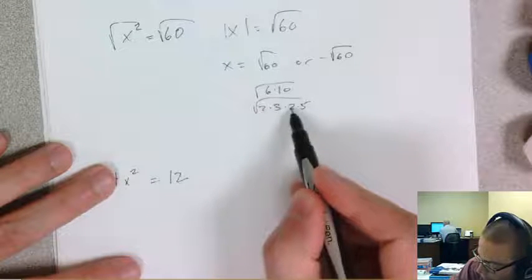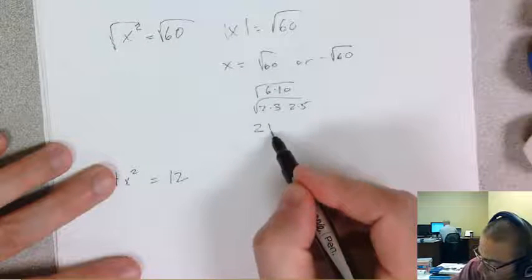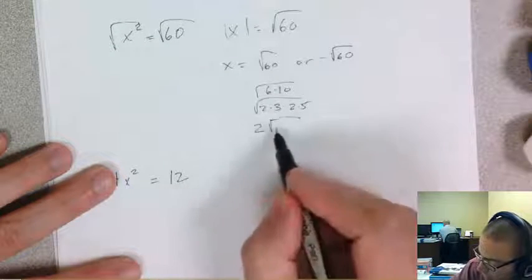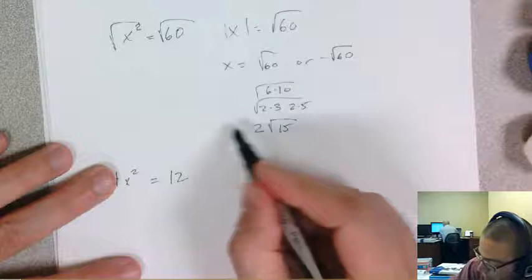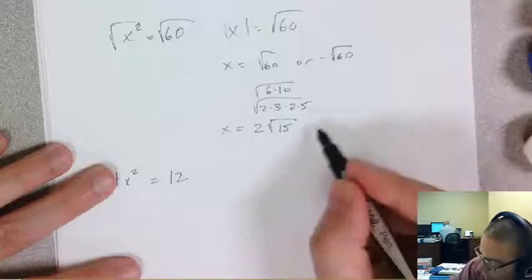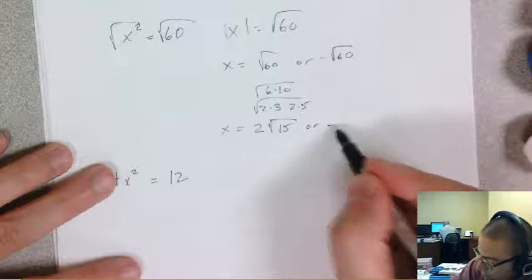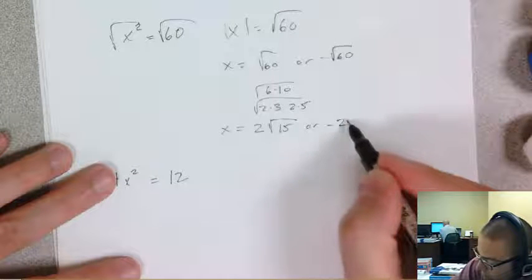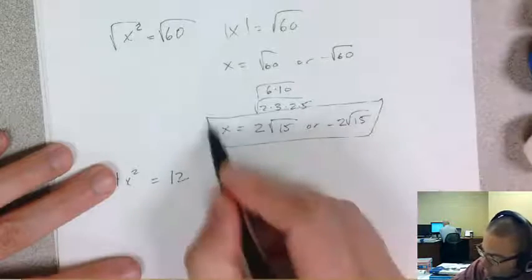Just a refresher on how you simplify square roots. If it's 2 squared, the square root of 2 squared is just 2, so it comes out of the radical. And inside the radical is 3 times 5, which is 15. So this would be the simplified version of the square root of 60. Or we also have the negative square root of 60, so it would be negative 2 square root of 15.